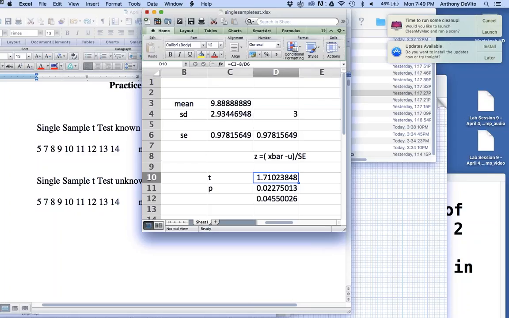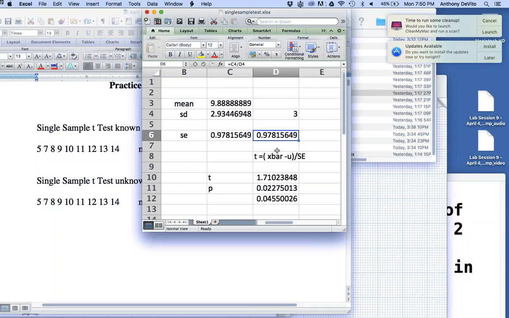The t-score is calculated the same way I got the z-score before, except it's a t-score now. It's equal to the value of x bar minus the value of mu, single sample test, right? X bar minus mu over the standard error. How did I get the standard error? The standard error is the standard deviation I got from my 9 numbers, divided by the square root of the sample size. The sample size is 9, so that would be divided by 3. That gave me my standard error of 0.97815, and so on.